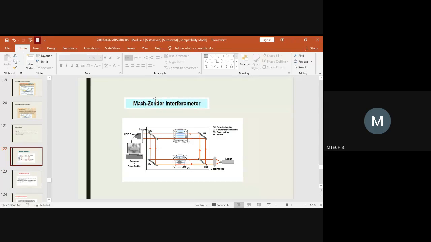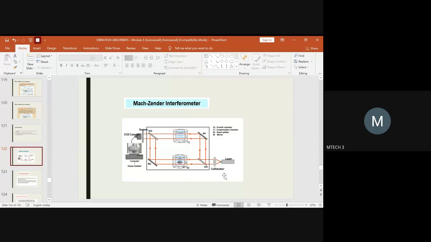So you should be aware enough to understand the concept of our sensors related to the Mach-Zehnder interferometer. Here you can see the principle, the schematic diagram of how this works. Basically you will have two mirrors, mirror 1 and mirror 2 over here. Okay, so here you'll have a laser, which will be the source of light.